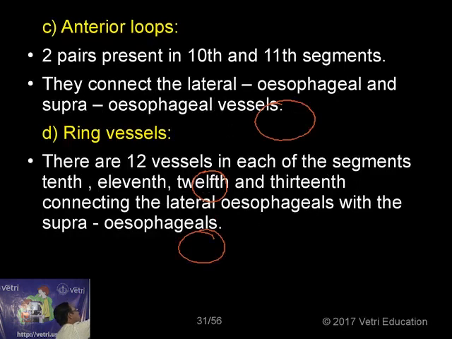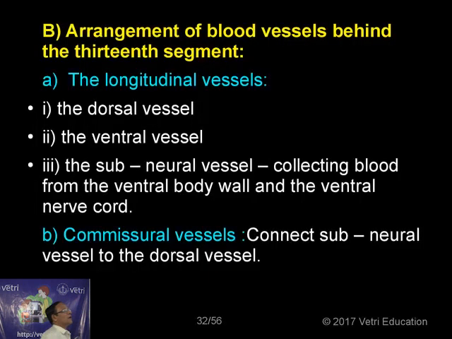Now let's go to the anterior lobes, where I mentioned the ring vessels not in the picture. Now after the 13th segment, what is the nature of arrangement of blood vessels? Just behind, that is the arrangement of blood vessels behind the 13th segment. Again, with reference to the dorsal and ventral blood vessels, there is no change. We have the dorsal vessel and ventral vessel running all along the entire length.